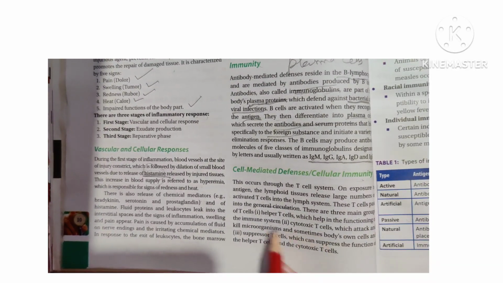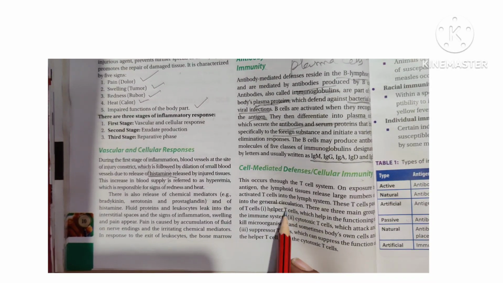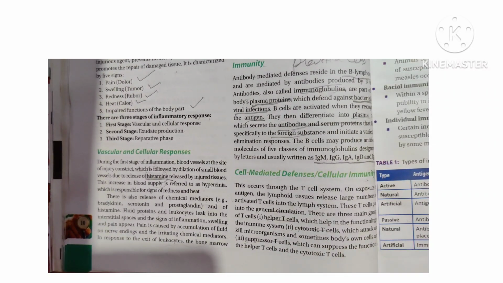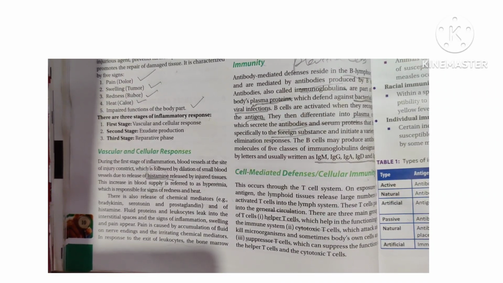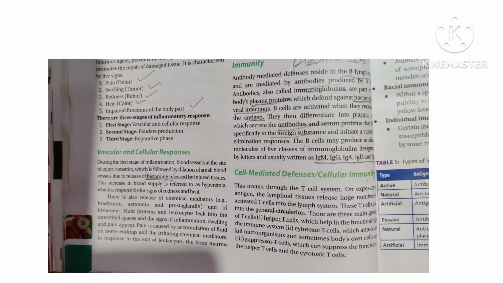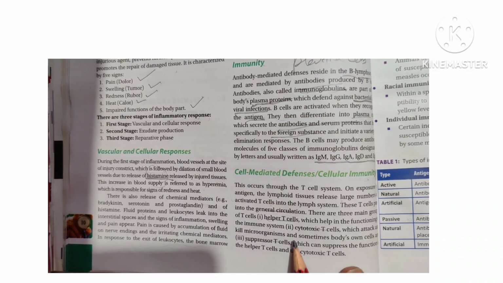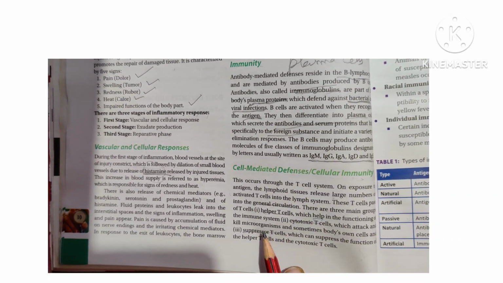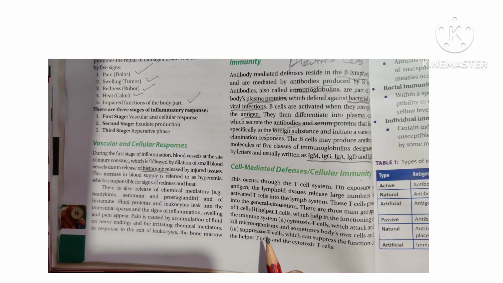So there are 3 main groups of T cells. One is helper T cells, then cytotoxic T cells and suppressor T cells. So what are the 3 types of T cells? Helper T cells, cytotoxic T cells and suppressor T cells. What are helper T cells? The name itself tells us: they help. So they help in the functioning of the immune system.